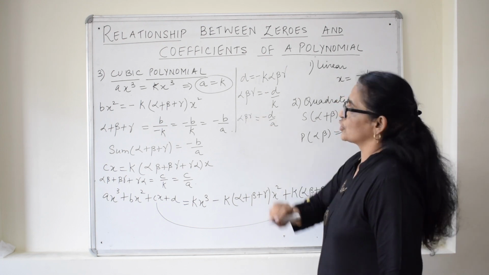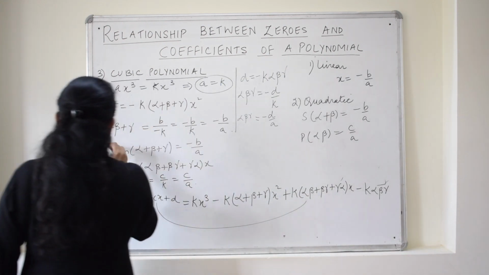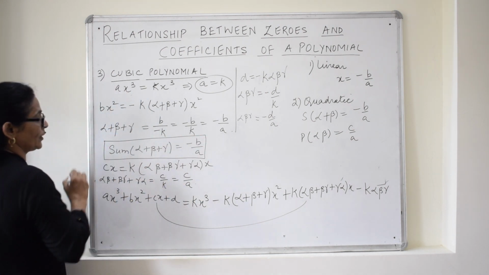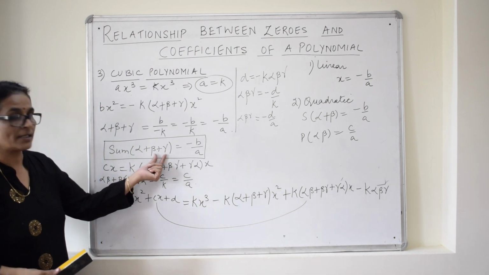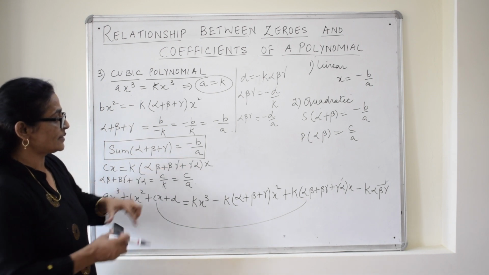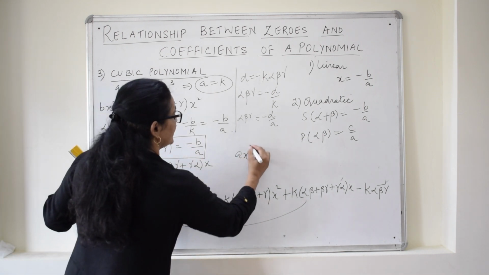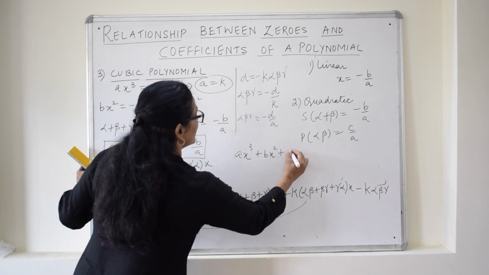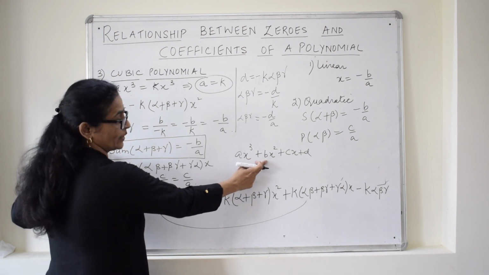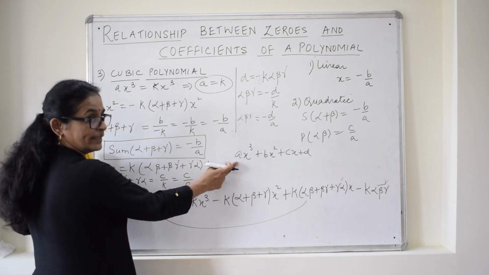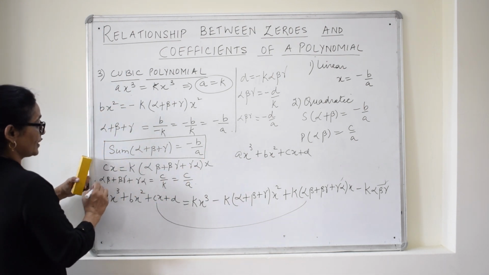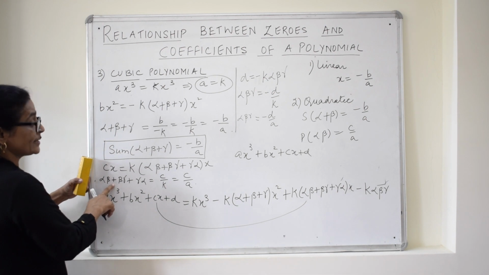There are three relations. First relation is the sum of the zeros of a cubic polynomial, that is alpha plus beta plus gamma, that is minus b upon a, where your standard form is ax cube plus bx square plus cx plus d. So b over here is the coefficient of x square and a is the coefficient of the leading term, that is x cube.